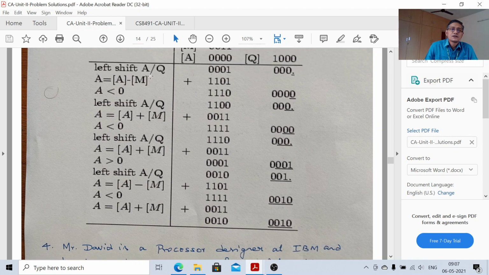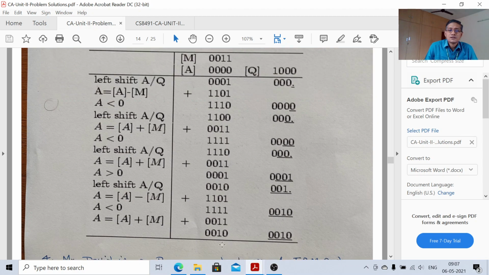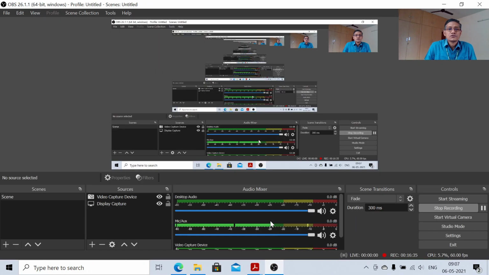In each iteration the count value is decremented. So here the count goes 3, 2, 1, 0. So we have stopped the iteration, and finally if you see here, A register holds 2 and Q register also holds 2. 8 divided by 3, remainder is 2, quotient is also 2. So this is the solution to the problem.